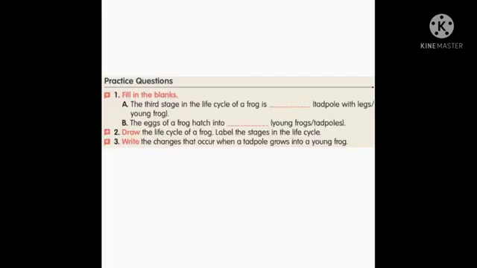Children, here you can find the content book PQs, practice questions. See the fill in the blanks. The third stage in the life cycle of a frog is dash, tadpole with legs or young frog. Now you can see statement B. The eggs of a frog hatch into dash, young frog or tadpoles. See the second question. Draw the life cycle of a frog. Label the stages in the life cycle. See the third question. Write the changes that occur when a tadpole grows into a young frog. You have to write the changes.